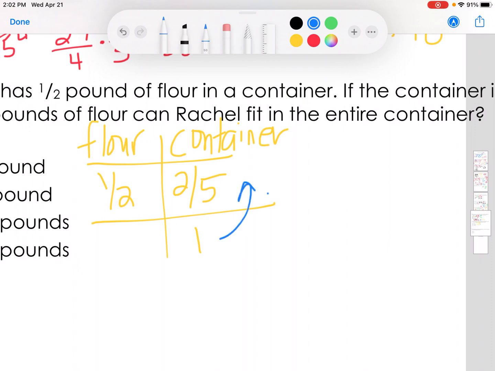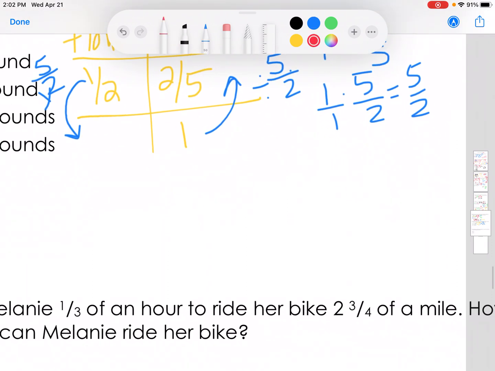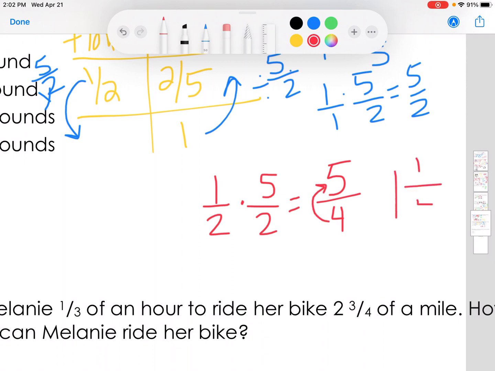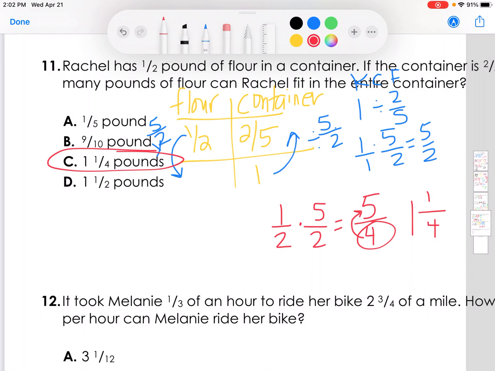So I'm dividing going up and multiplying coming down. So 1 divided by 2/5. Keep, change, flip. 1 times 5 over 2. I get 5 over 2. So I'm going to multiply by 5 over 2. So now I have 1/2 times 5 over 2. I get 5 over 4. 4 goes into 5 one time. 5 minus 4 is 1/4 left over because I keep my denominator. So I look and my answer is C.